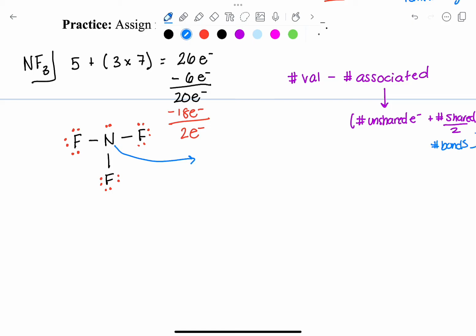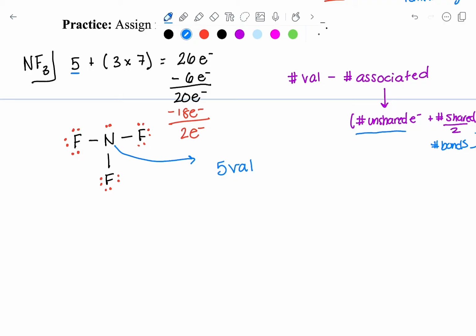So you could do that as well. Either works. Okay, so first, nitrogen. Nitrogen has 5 valence electrons. We already knew that from counting our valence electrons to draw our Lewis structure. So we're going to take 5 valence, and now we're going to subtract off our associated electrons.